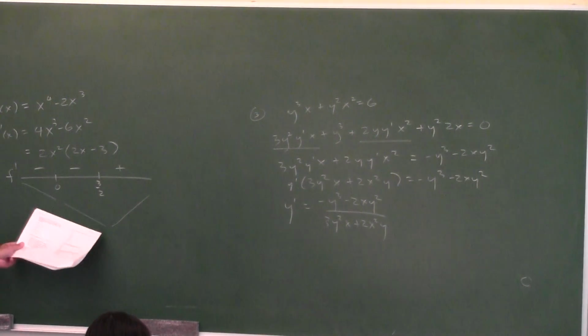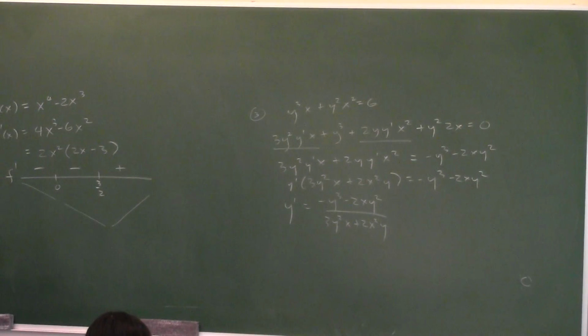So A is out because it has a min at 3 halves. It has one relative extreme. Oh, the answer has got to be C. Yeah, because that's the only one that has one relative extrema. There's only one minimum point right there, that's it.